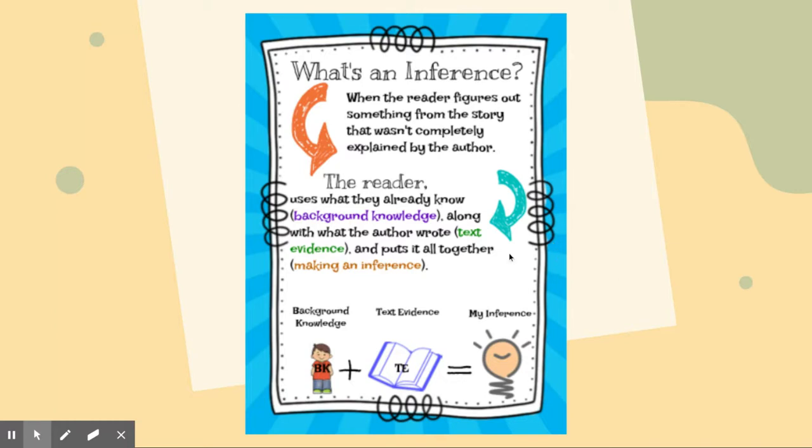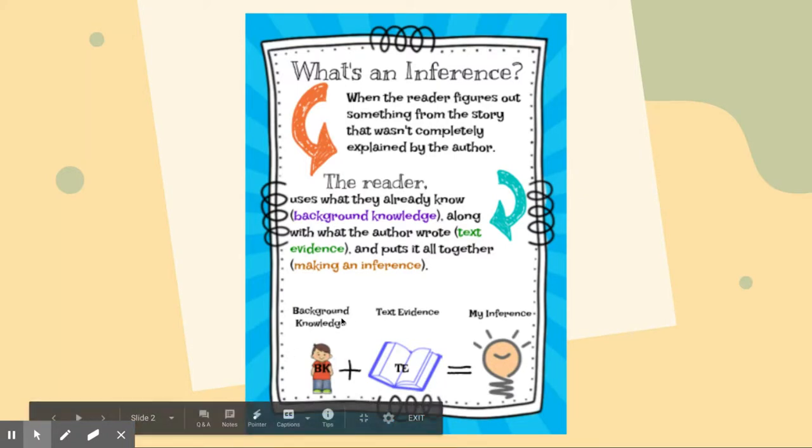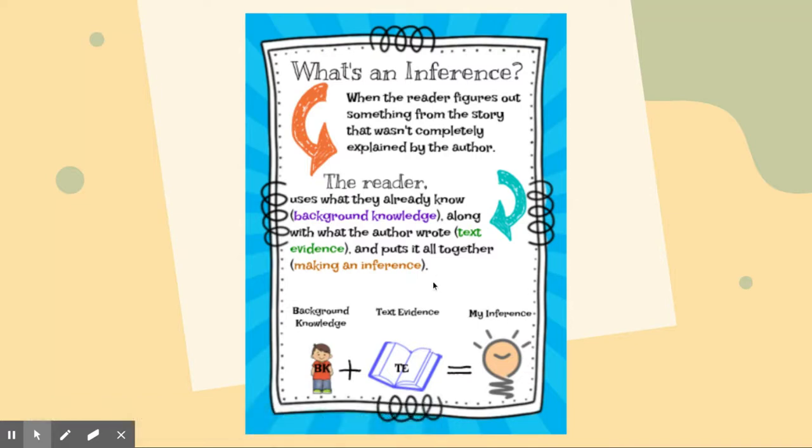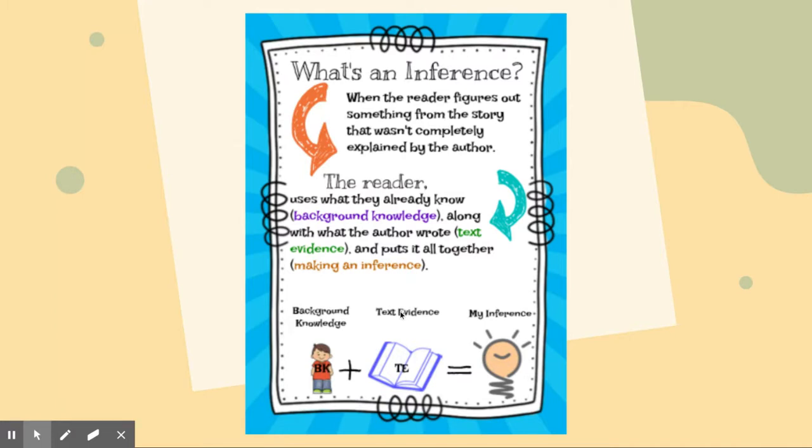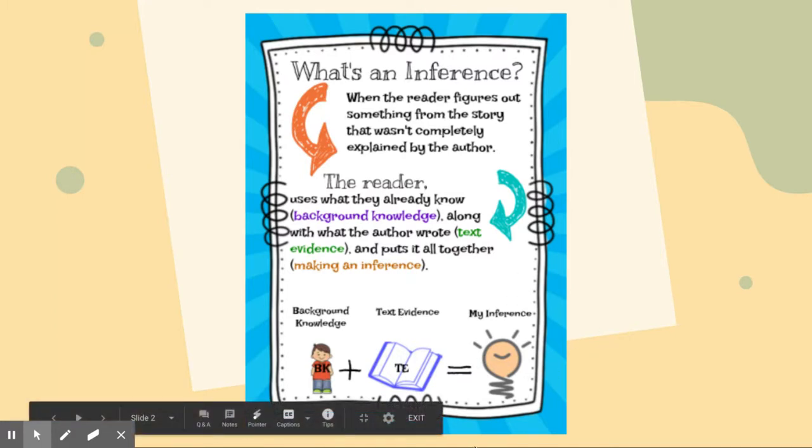We talked also about our inference equation. We know that we have our background knowledge, and when you put that together with your text evidence, you get an inference. So the reader is going to use what you already know, your background knowledge, along with what the author wrote, which is your text evidence, what you can point to in your story, and you're going to put it all together to make your inference.